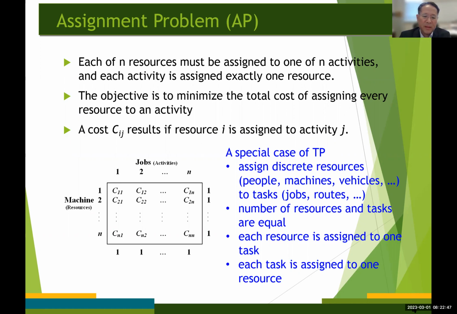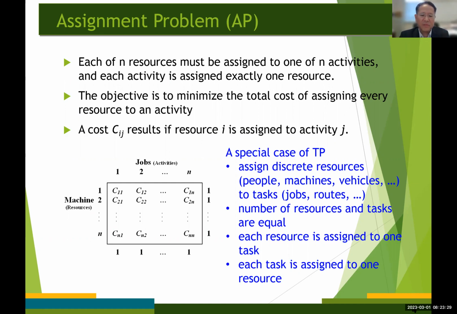In general, the assignment problem can be described as follows. We consider a certain number of resources and the same number of activities, okay? And the objective is to minimize the total cost of assigning every resource to an activity. As a general rule, all the jobs must be performed by exactly one worker, and every worker must be assigned exclusively to one job, right?